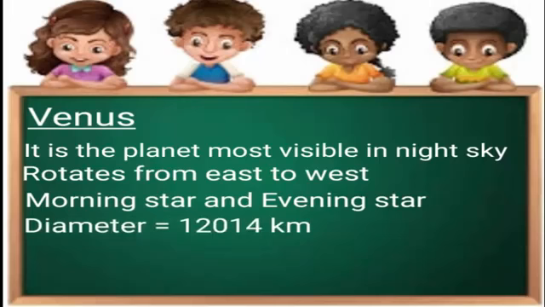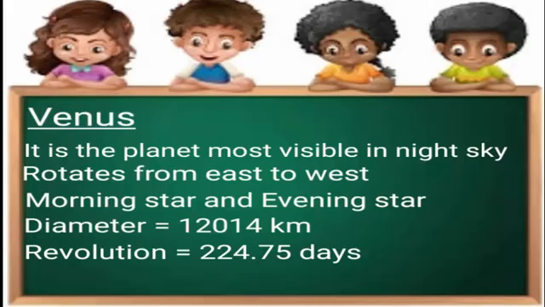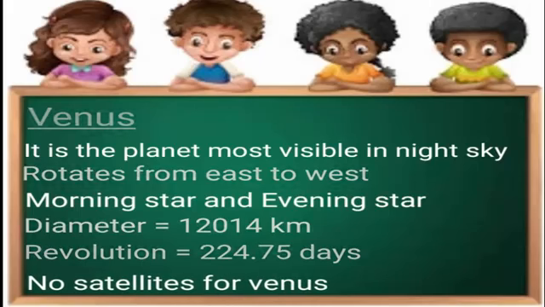Rotation period is 5,832.5 hours. Period of revolution is 224.75 days. There are no satellites for Venus.